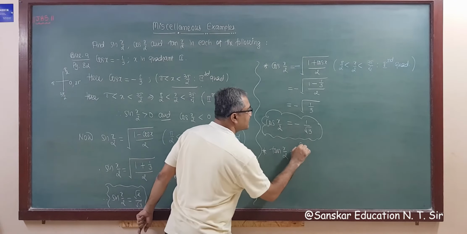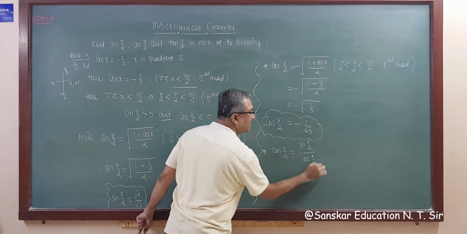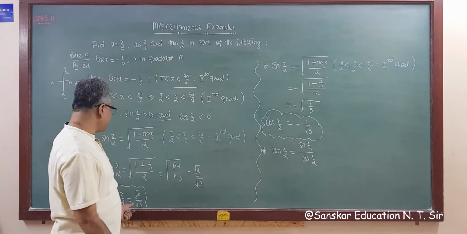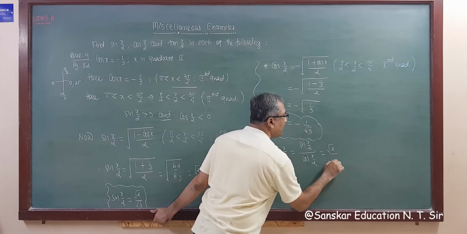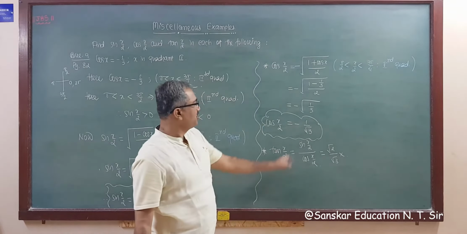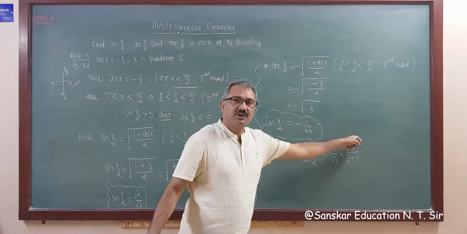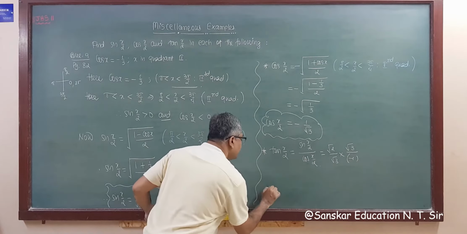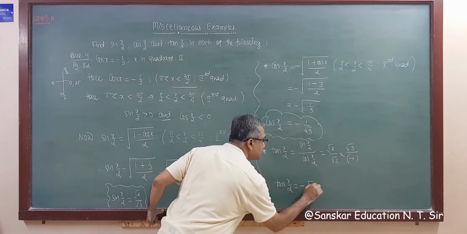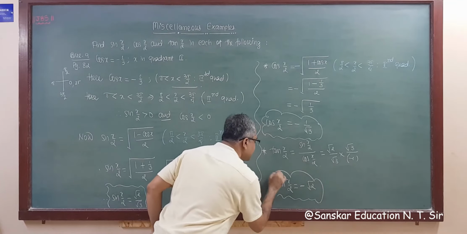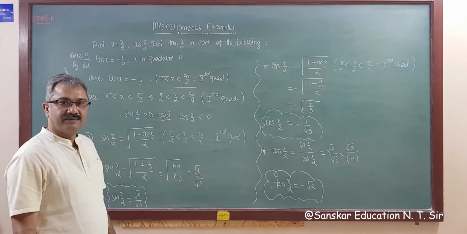And tan x by 2 is simply equal to sine x by 2 upon cos x by 2. Now sine x by 2 is root 2 upon root 3, and cos x by 2 is minus 1 upon root 3. So this root 3 will cancel, and the answer will be minus root 2. So tan x by 2 is equal to minus root 2, that is your final answer, right? So you can solve it very easily, right?